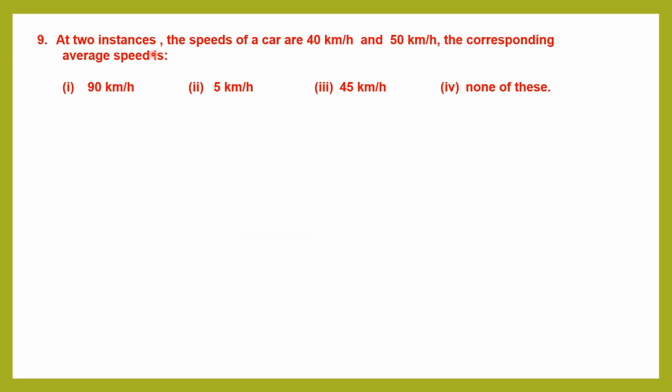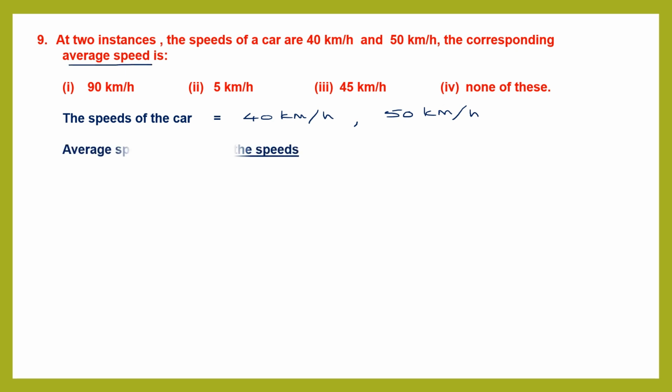Question 9. At two instances, the speeds of a car are 40 kilometers per hour and 50 kilometers per hour. The corresponding average speed is. Okay, so let's write down the speeds of the car at two instances. So first time it is 40 kilometers per hour and then it is 50 kilometers per hour. Now we are asked to find the average speed.